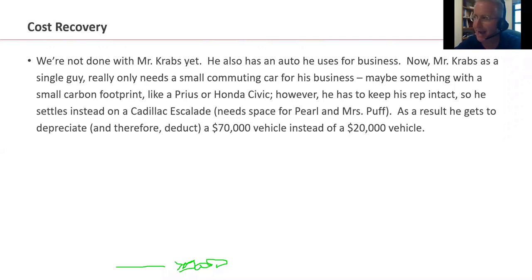So go back to chapter 9, ordinary and necessary. It said necessary needs to be reasonable. But we talked about this in the lecture. We said, you know what? The IRS is pretty hands-off. They run pretty loose on deductions. And if Krabs says he needs the Escalade, we're going to let him buy the Escalade. I mean, after all, it costs 70 grand, not 20 grand.